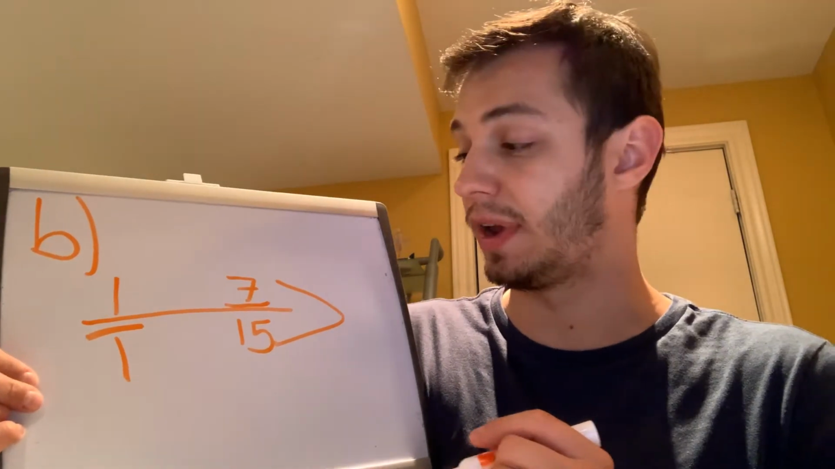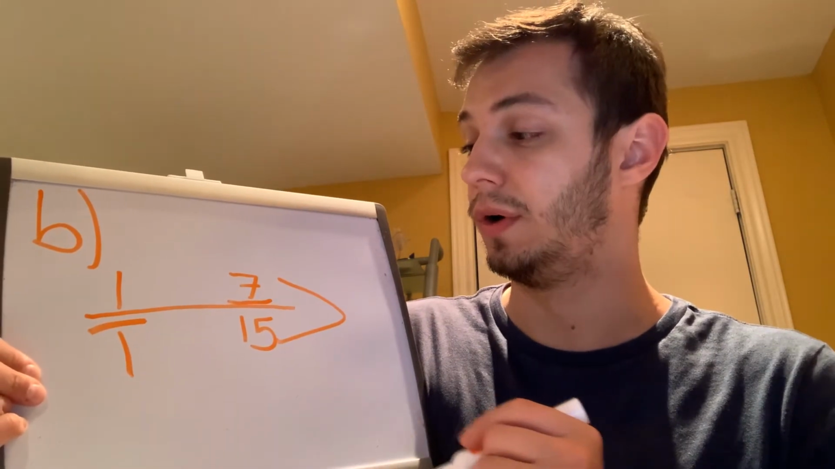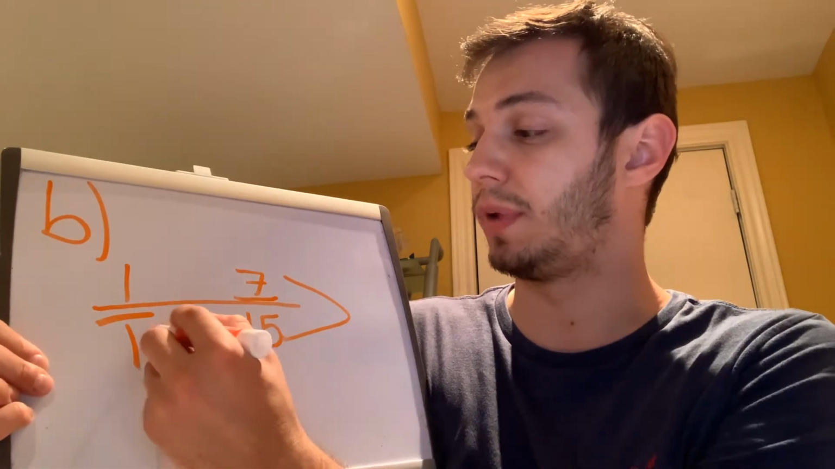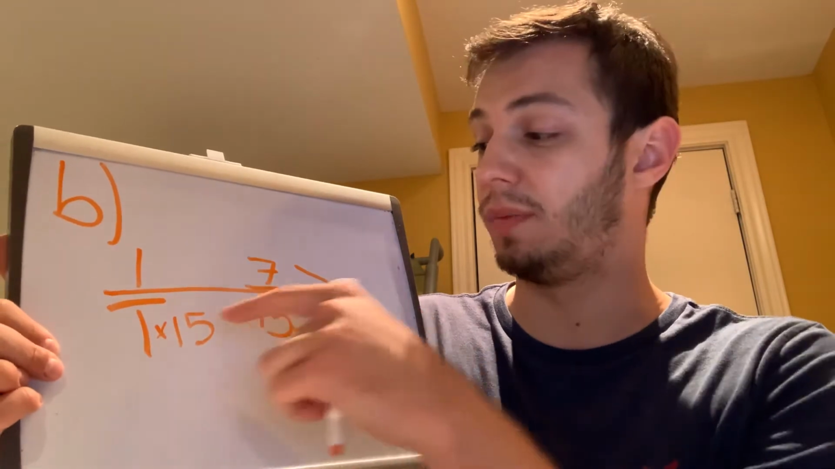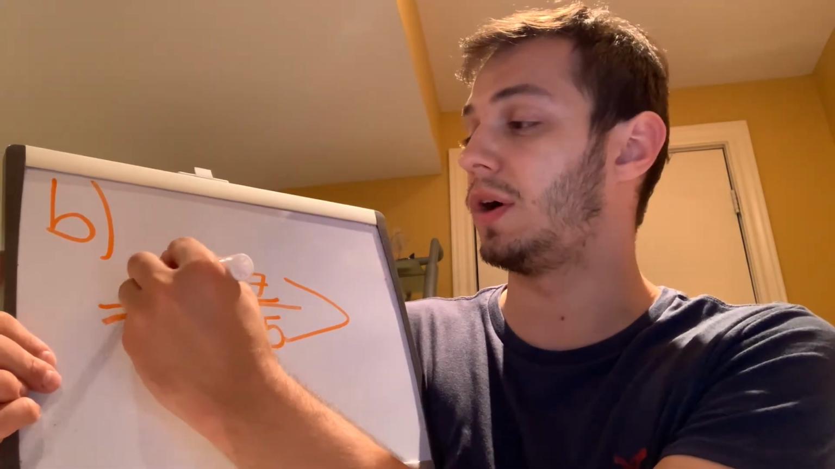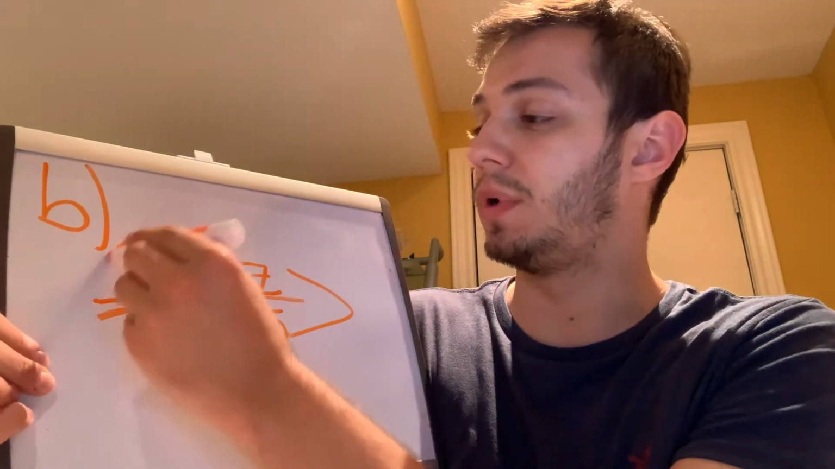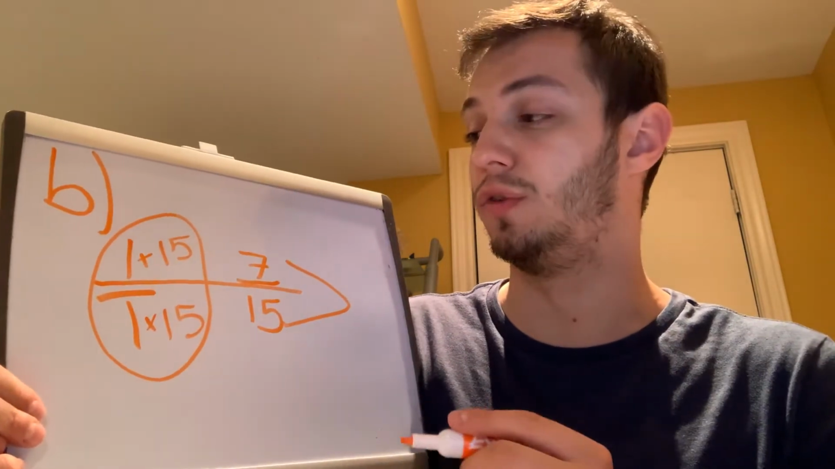My next step now is to have both of the bottom numbers have the same bottom number. Right? This one's over 15, this one's over 1. So I'm going to multiply this one by 15. Whatever I do to the bottom number, I have to do to the top number. So I'm going to multiply the top number by 15 as well. So now I'm going to circle this and I'm going to change it into the new fraction.